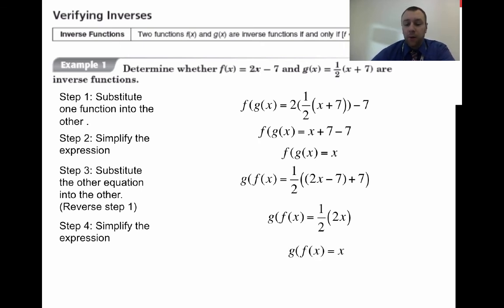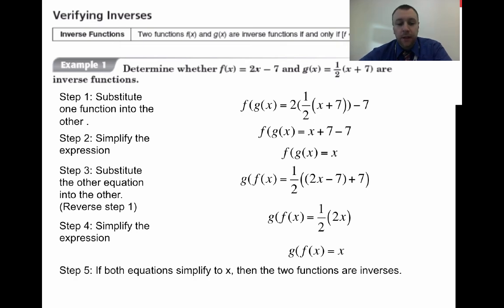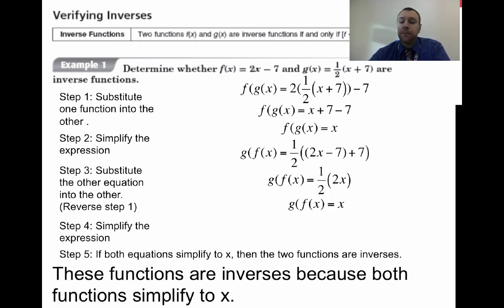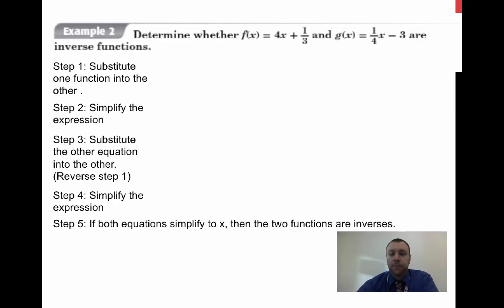Now you see that they both simplify down to x. If they both simplify down to x, then the two functions are inverses. So in this case, they are inverses. Now, for my second example, I repeat that same process.